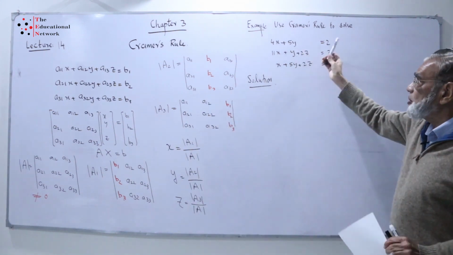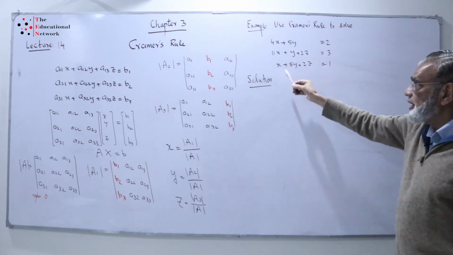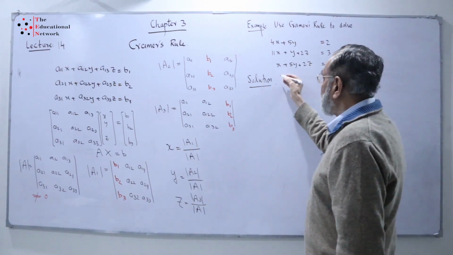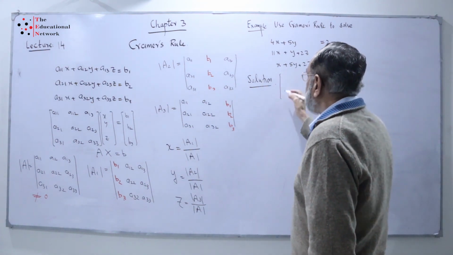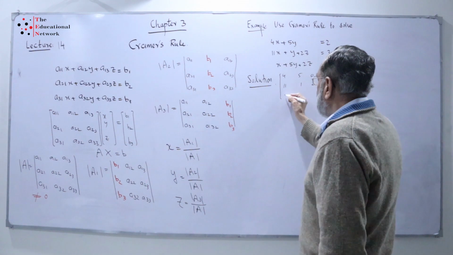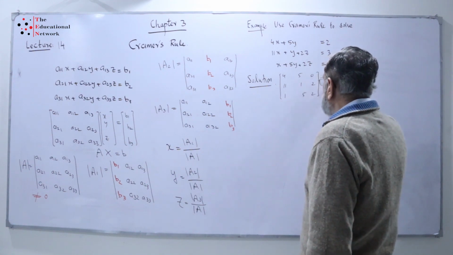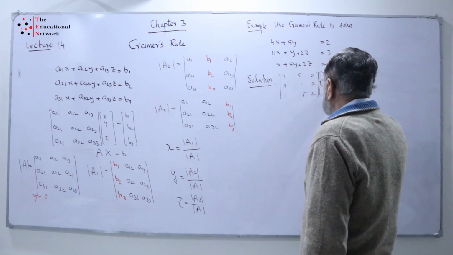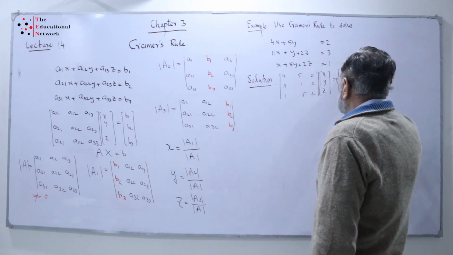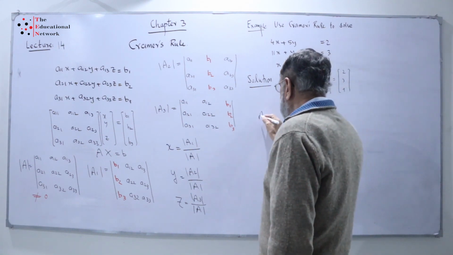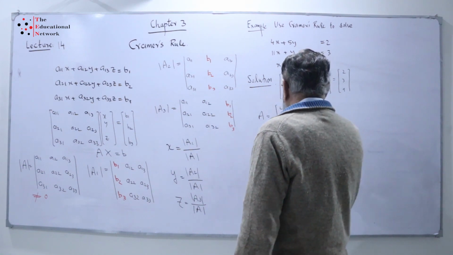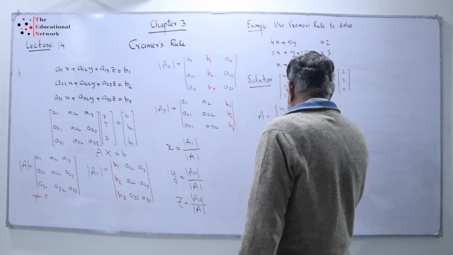I have 4x plus 5y equal to 2, 11x plus y plus 2z equal to 3, x plus 5y plus 2z equal to 1. We write it in matrix form. So our matrix form is 4, 5, 0, 11, 1, 2, 1, 5, 2, times x, y, z, and the right hand side is 2, 3 and 1. So what's my A? Matrix A is 4, 5, 0, 11, 1, 2, and 1, 5, 2.